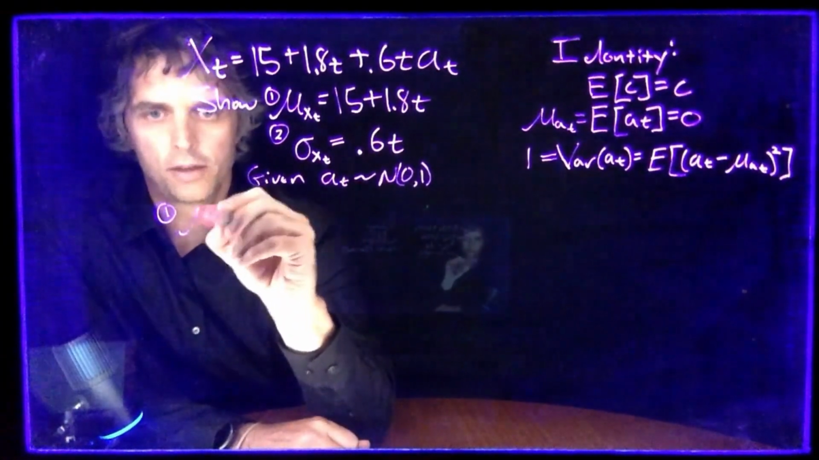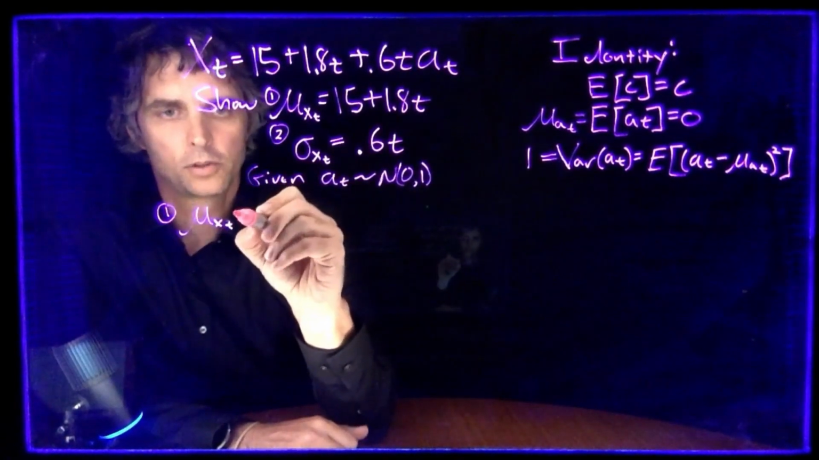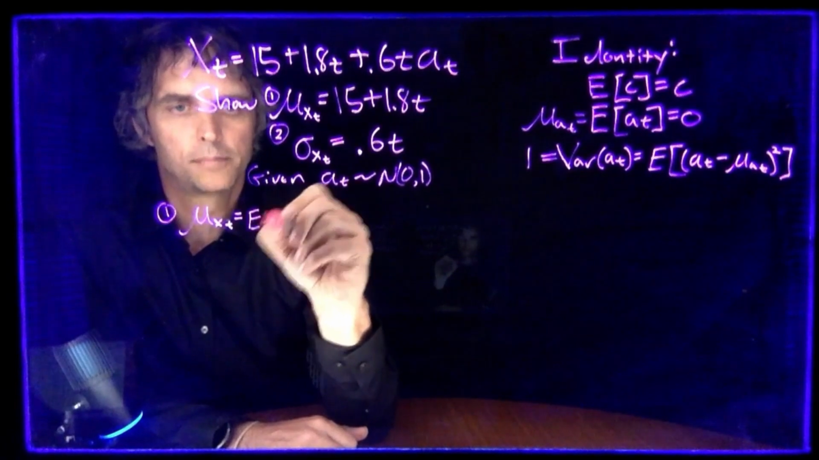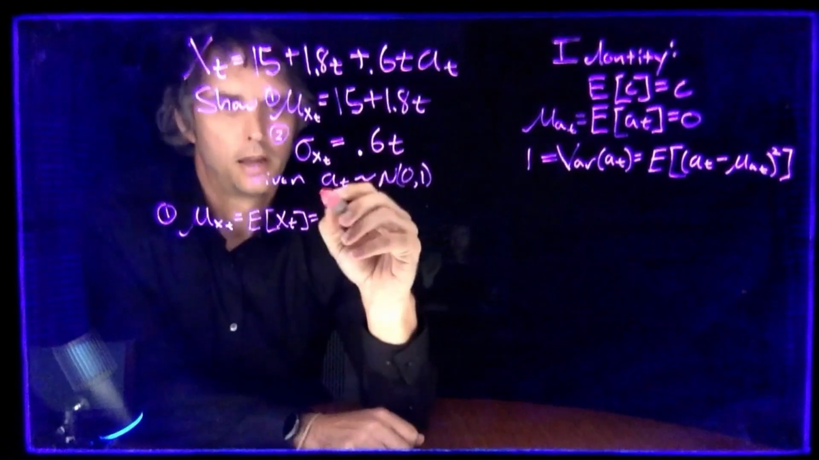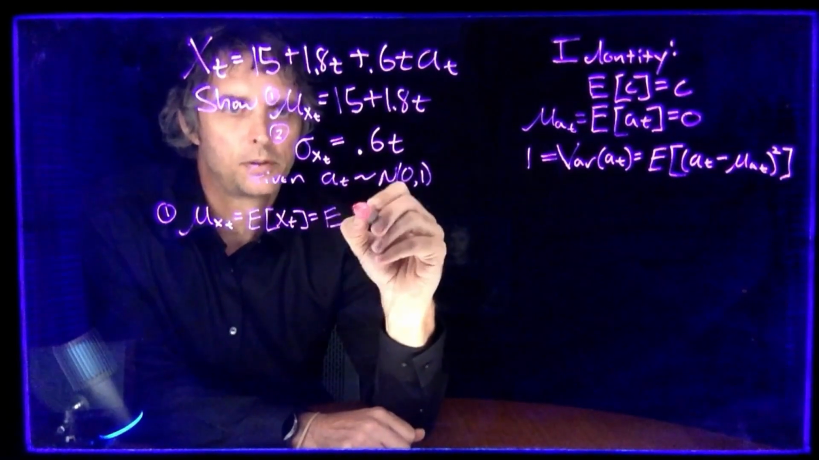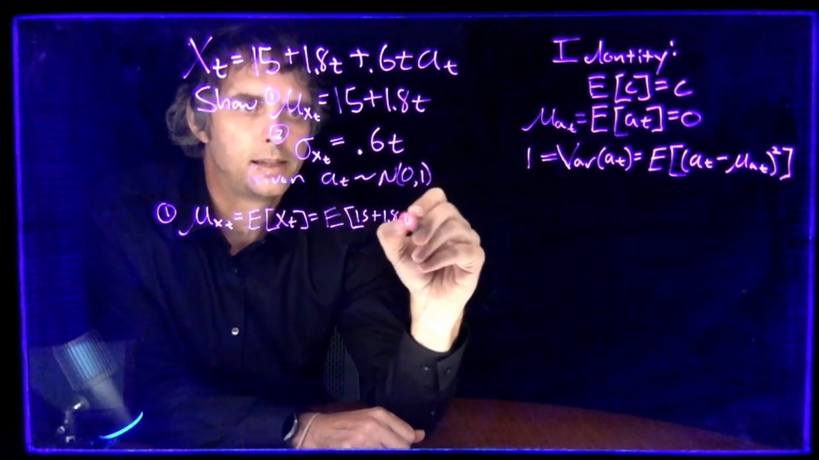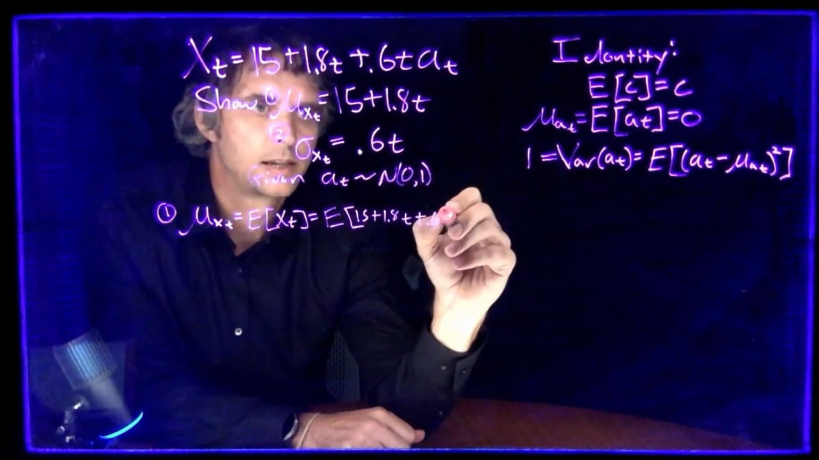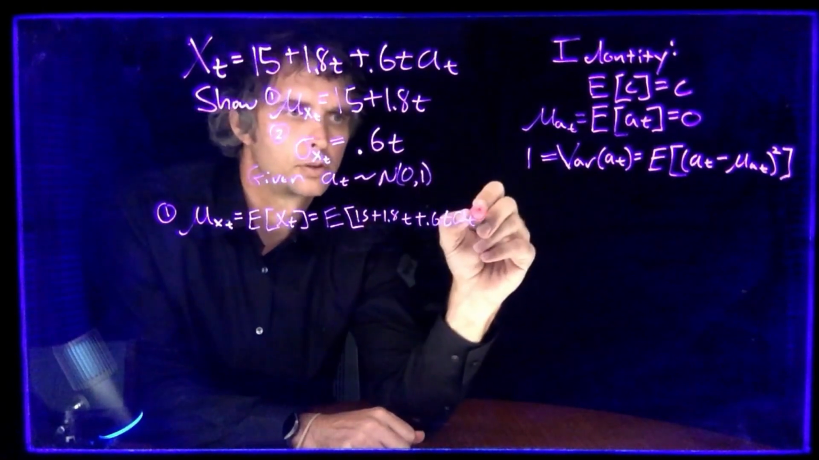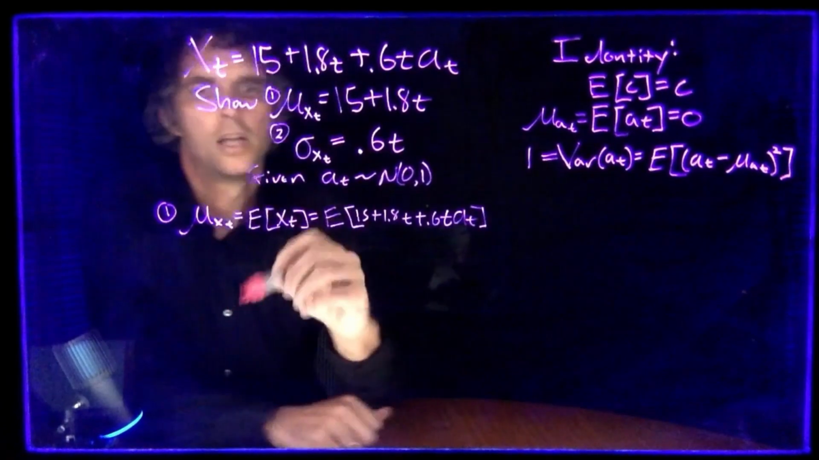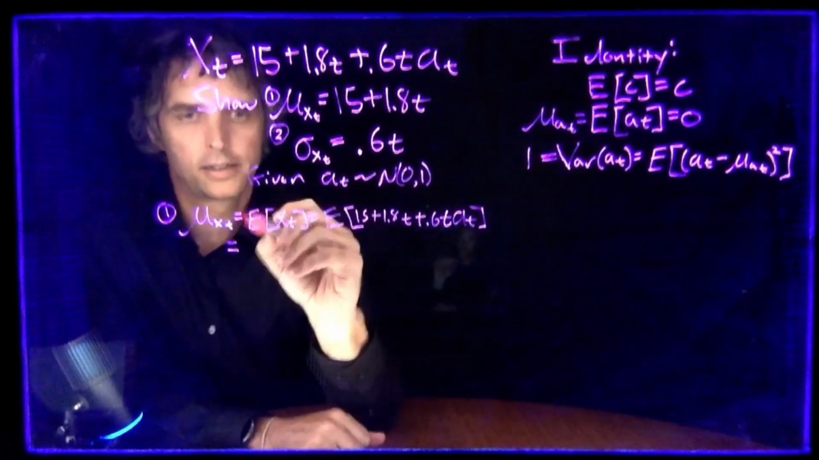So we would like to show that mu xt equals 15 plus 1.8 t. So we'll start with mu xt equals, by definition, the expected value of xt, which equals, in this case, the expected value of 15 plus 1.8 t plus 0.6 t at. Great. And that's that. So now on the next line here, we'll use some of our identities. We'll use this constant identity. First, we'll break it up.